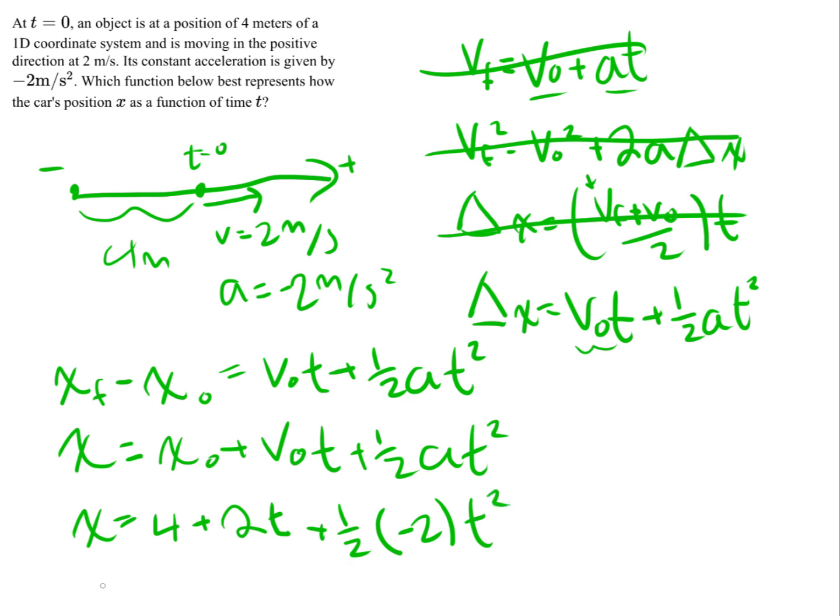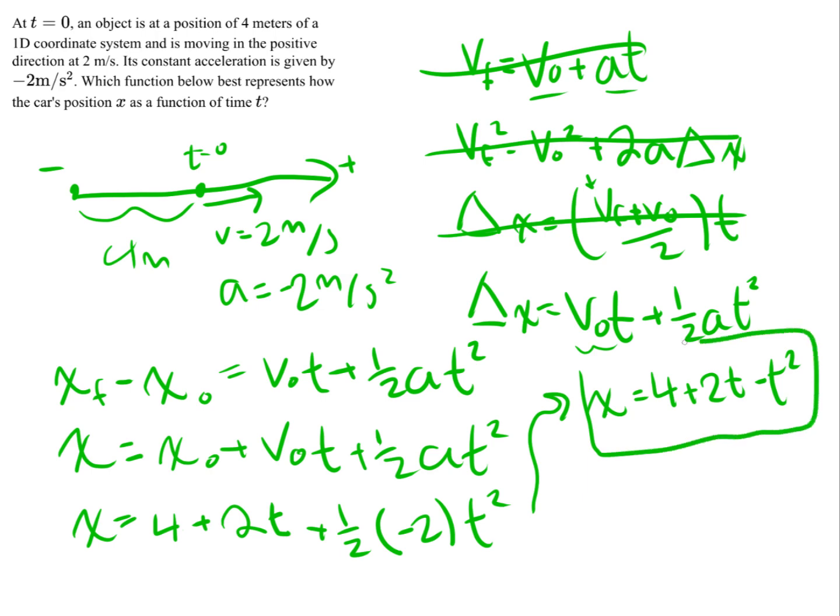All we need to do now is simplify that. The position is given by 4 plus 2t minus t squared. And that is the car's position as a function of time t. This is how you would solve this problem.